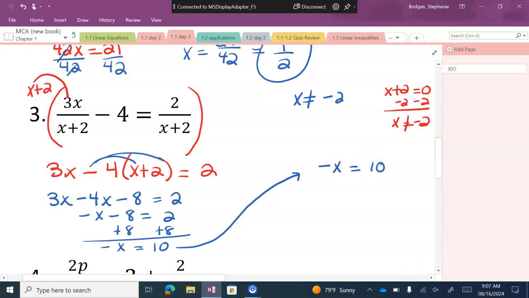Can I ever leave an equation or a solution as a negative x equals a number? No, we always have to get rid of that negative by dividing by negative 1. And so what did you get for x here? Negative 10. Okay. What was my restriction? Negative 2. So negative 10 is going to be okay?